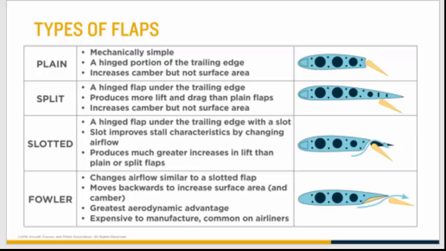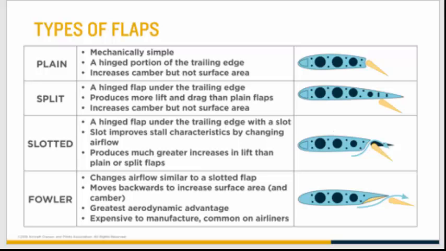Alright, so there's different types of flaps here. The plain flap is the most mechanically simple. It is a hinged portion of the wing's trailing edge. It increases the wing's camber, which increases drag, as well as the coefficient of lift. It does not increase the wing surface area.